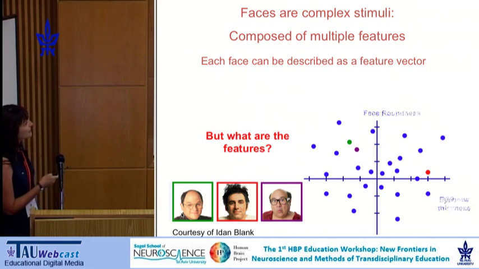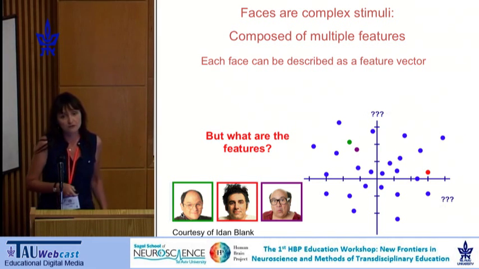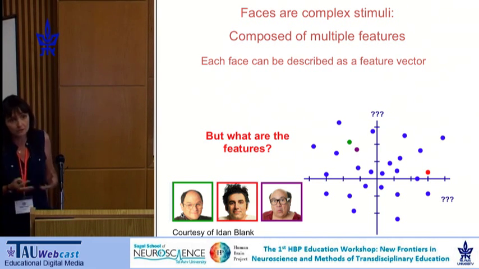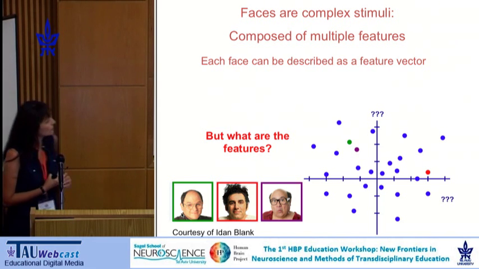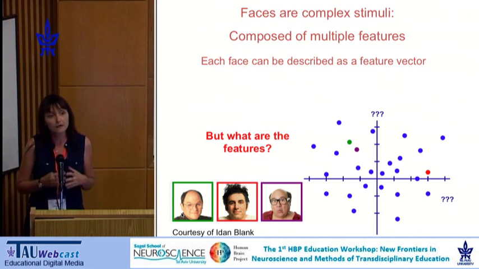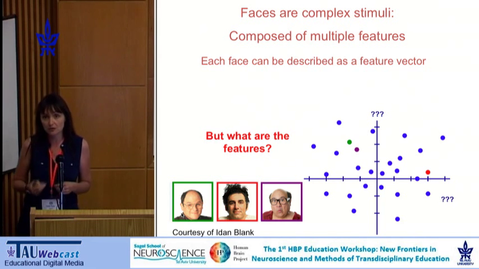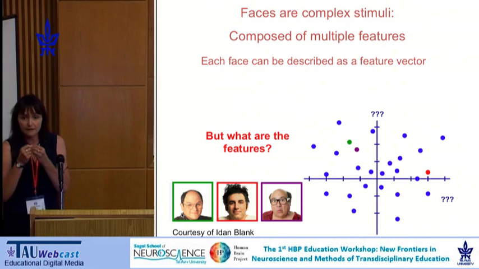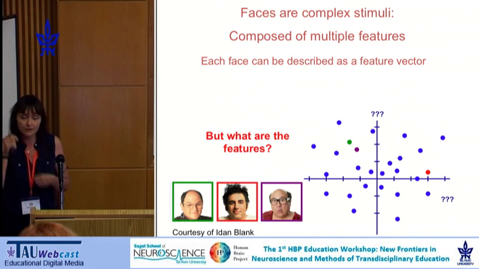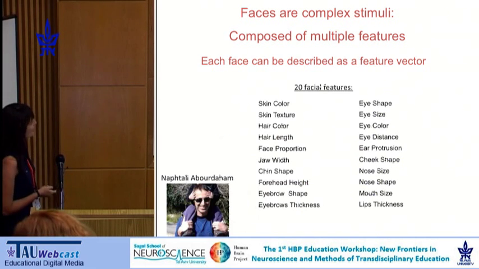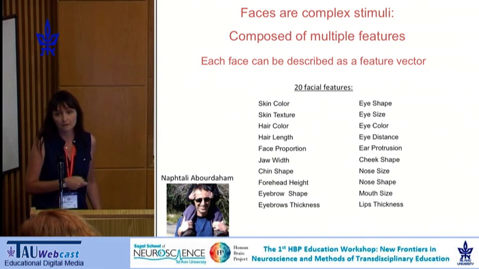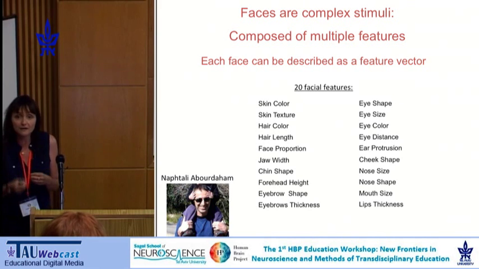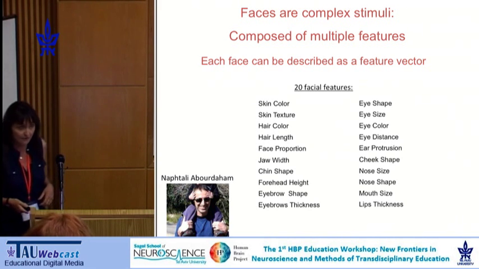However, the main problem is that we don't know what the features are. So thinking about faces as points in a multidimensional space is something that we are actually familiar with in the cognitive psychology literature. But so far, nobody has found what those dimensions are. And once we find those dimensions, we will be able to know what type of features the brain is using to discriminate between faces. So this is the study that Naftali Aburdaham, a PhD student in my lab, designed in order to find what the critical features we use to recognize faces are.